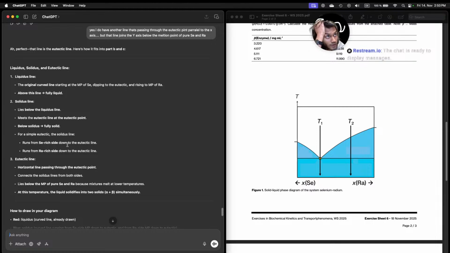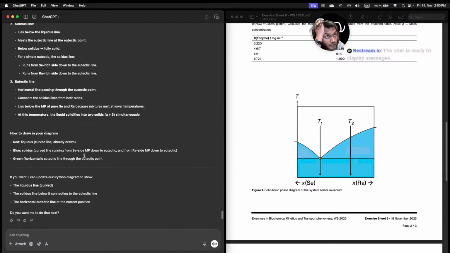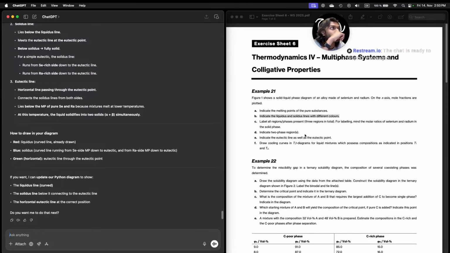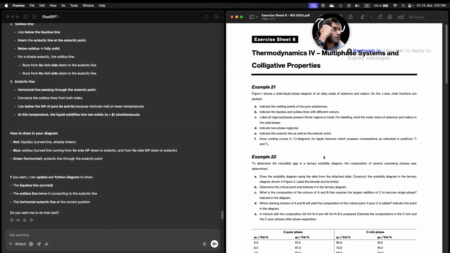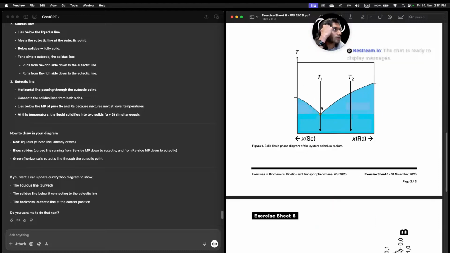For a simple eutectic, the solidus line runs from. No, I don't want to update. Label all the regions, having in mind the molar ratios of selenium in the solid phase. Indicate two-phase regions. Indicate the eutectic line as well as the eutectic point. I know that one. Draw cooling curves. So I still haven't understood what the solidus line is.